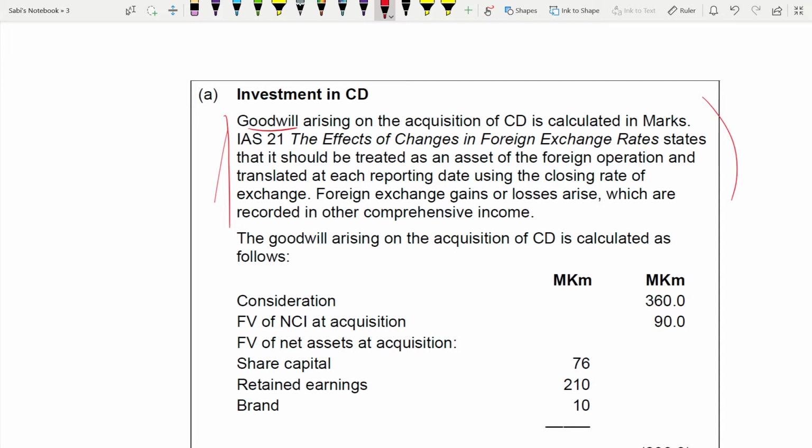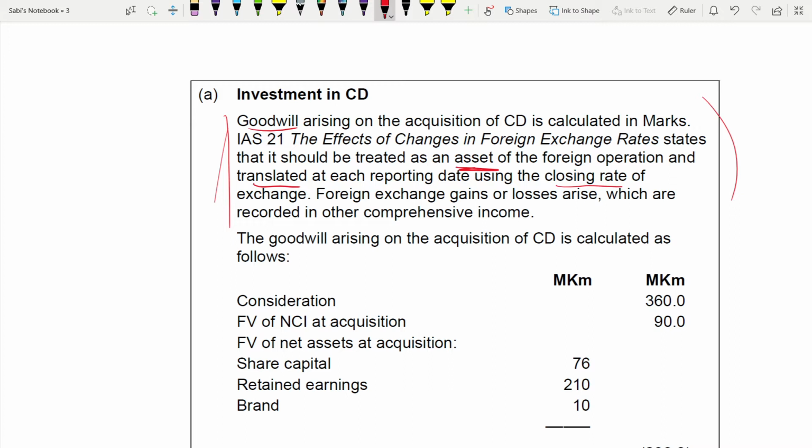So this should be treated as an asset. Goodwill is an asset of the foreign operation. So you also have to translate goodwill at the end. How are you going to translate? Using which rate? You have to write in your answer. You are going to translate it using the closing rate. Why? All assets and liabilities in your statement of financial position use the closing rate. You use the closing date to translate.